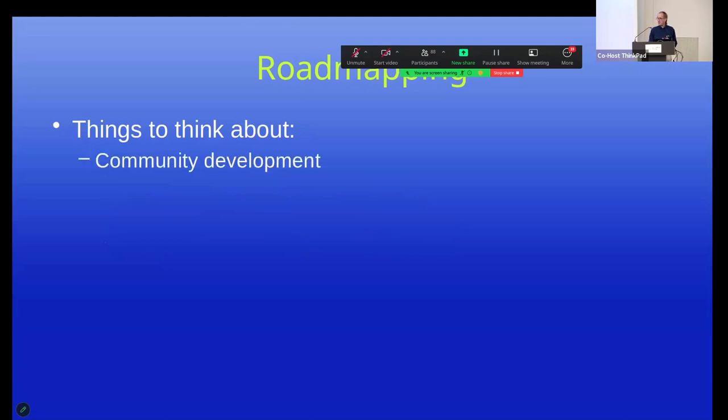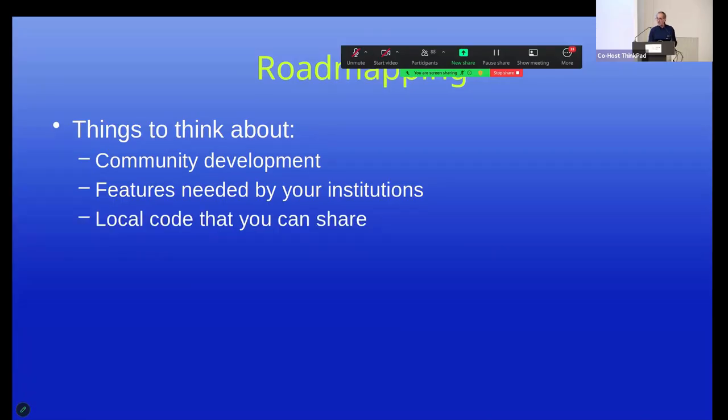As I say, the community is a big part of things. So if there's something you'd like to see the community do or give to you, please keep that in mind. Are there any features that your institutions need that they don't already have? Is there any local code you've developed that you might want to share back to the project? And when I say this, I also say, I don't care if it's ugly. I don't care if you don't think it's good. If it does something useful, I always encourage contributions.